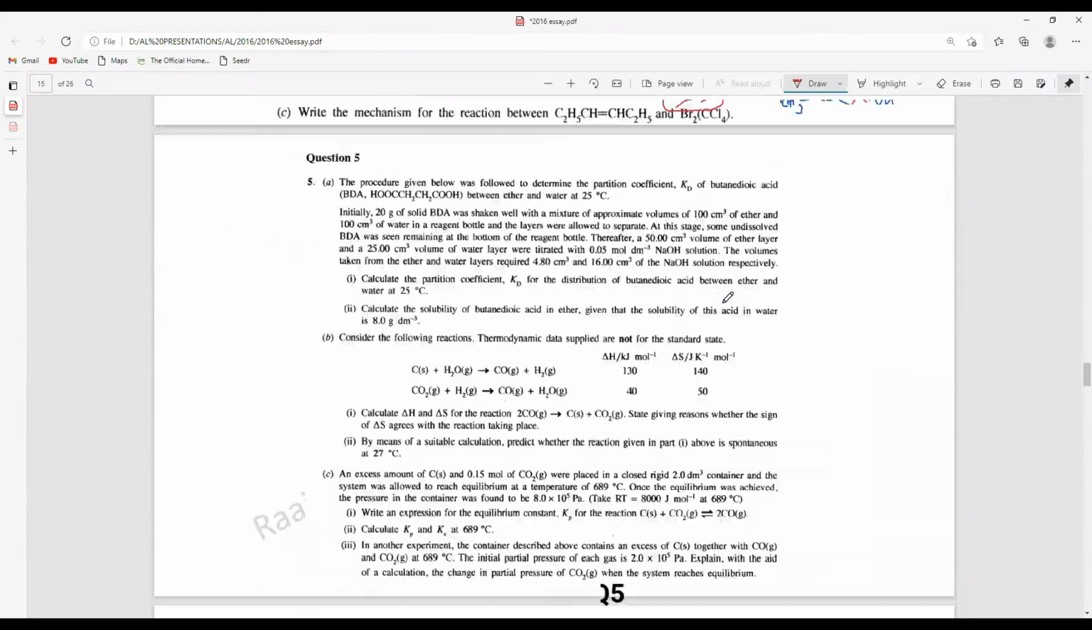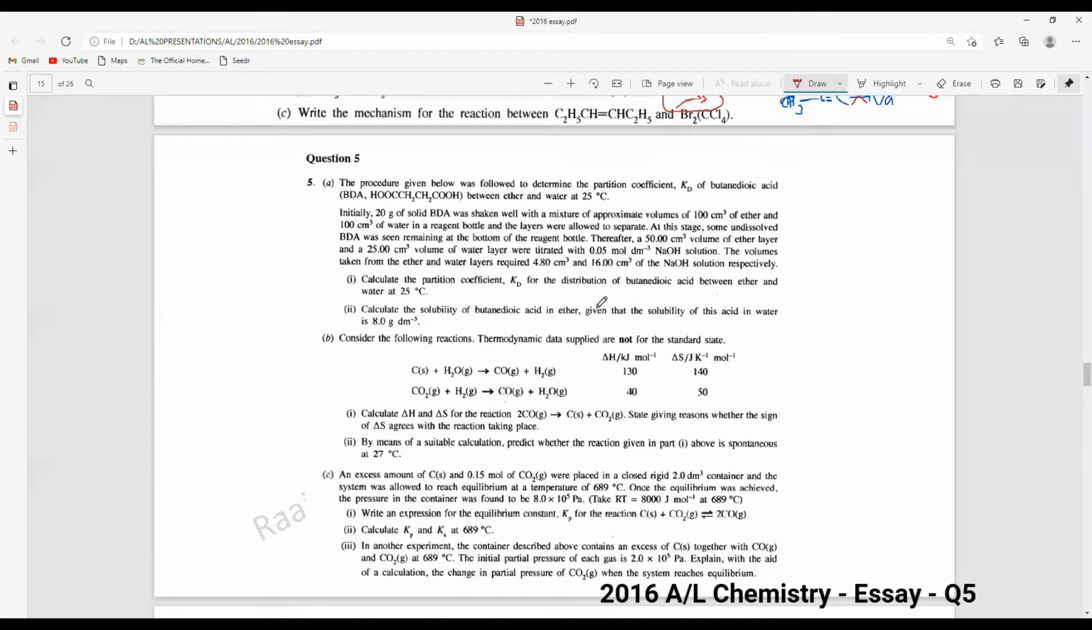So we will start with question number 5. There was a procedure given to determine the partition coefficient Kd of butane dioic acid. The structure of butane dioic acid is given here, between ether and water at 25 degrees Celsius.